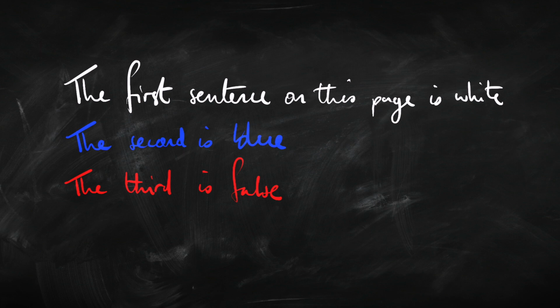Another example, the first sentence on this page is written in white. Yep, that's true. The second sentence is written in blue. Yep, that's true. The third sentence is false. Right, yeah, that's the liar paradox. But the first 2 sentences made perfect sense. It's very difficult to say that the third one doesn't make sense.